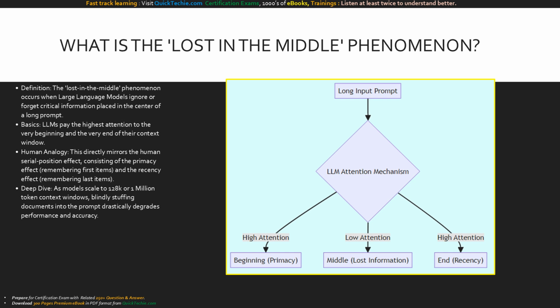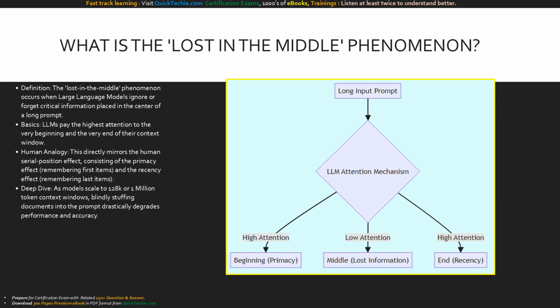Interestingly, this mirrors human cognitive behavior known as the serial position effect, where we generally recall the first items, the primacy effect, and the last items, the recency effect, best. So, just because an LLM has a 1 million token context window doesn't mean it reads every word equally. As we stuff more documents into the prompt, the middle becomes a massive blind spot.